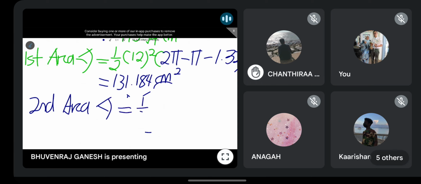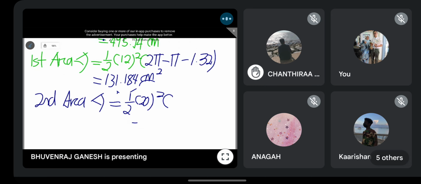Okay, so you will have half. Jejari sektor kedua is 20. Sudut tadi kamu dah cari 1.32 radian. Okay, so kamu hanya perlu tekan nilai ni saja. Okay, 20 square times 1.32 bahagi 2. So you should get exactly 264. Nilai tepat 264 cm square.